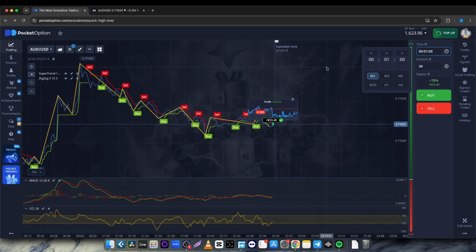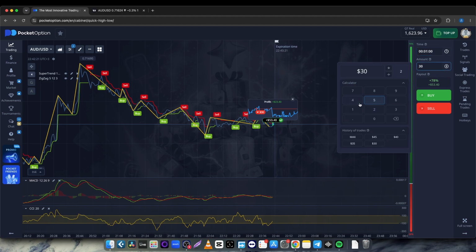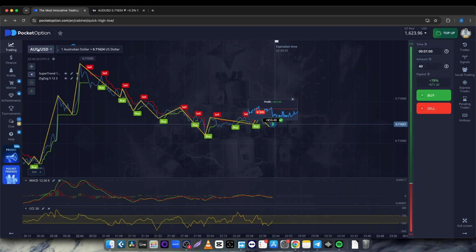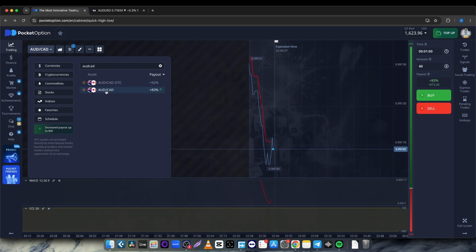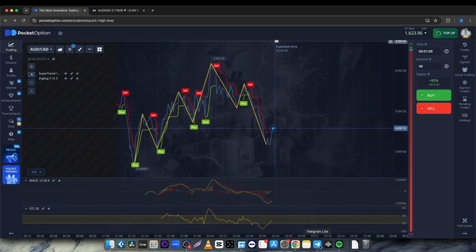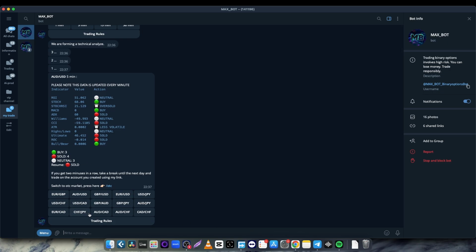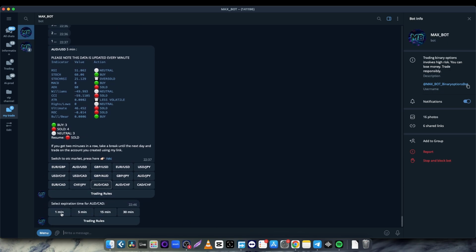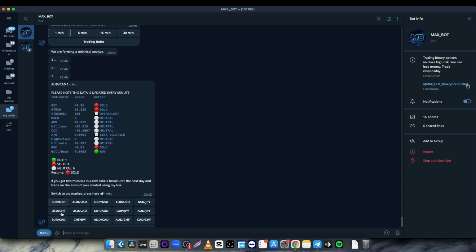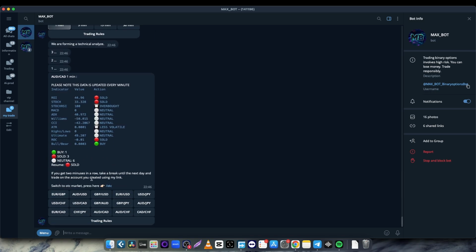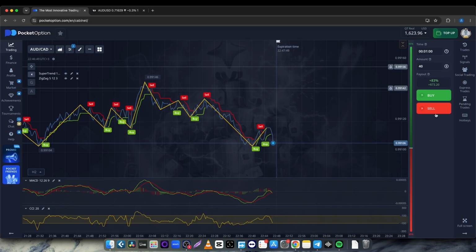I'll open a second trade on the 1-minute time frame. I'm investing $40 in accordance with the money management rules, and I also want to change the currency pair. I'll choose the Australian dollar and the Canadian dollar. Now, let's go to the Telegram interface, find the Australian dollar and the Canadian dollar currency pair, and click the 1-minute button. After analyzing, the trading instrument gives a sell signal, so I go to the market and open a trade in accordance with the signal.